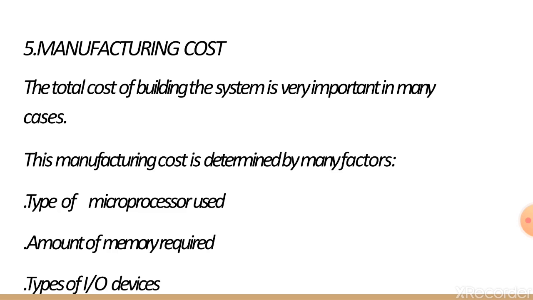Manufacturing cost depends on the type of processor used, the amount of memory required, and the type of IO devices used. So the amount may vary based on the amount of memory, the microprocessor used, and the type of IO device used. These come under the manufacturing cost.